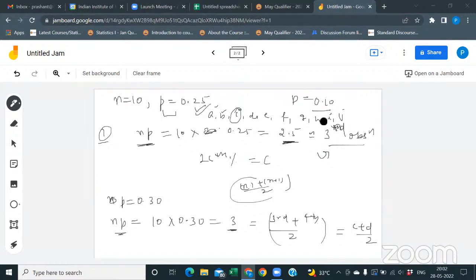What if we get 2.1? If you get 2.1, then again it is a decimal, so the next highest integer will be the third observation. Okay, sir, I understood.